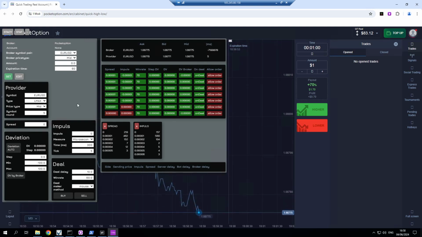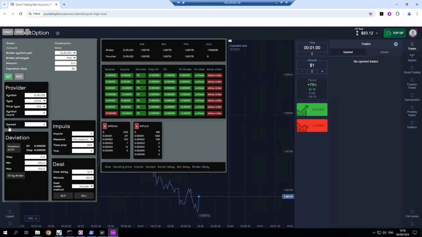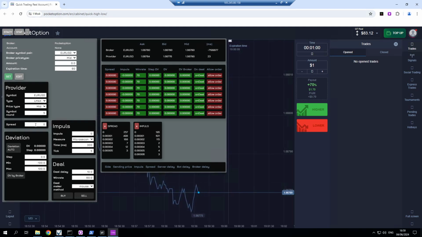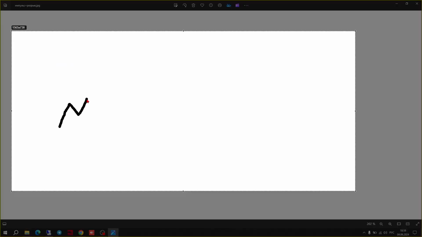The initial parameter is referred to as spread. In the old robot, it was called spread. The principle is the same. That is, it is the number of points by which we want to beat our quote, our binary chart. For example, this is the chart of Pocket Option. This is where it is right now. This is the chart of our leading provider. For example, this is LMAX here.